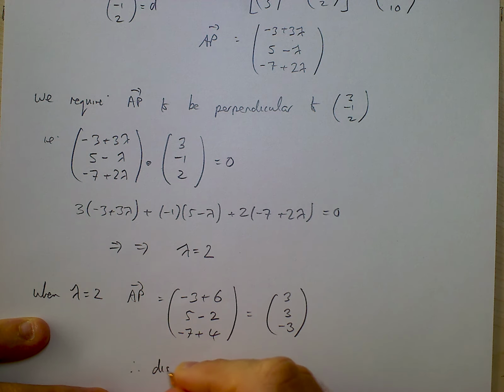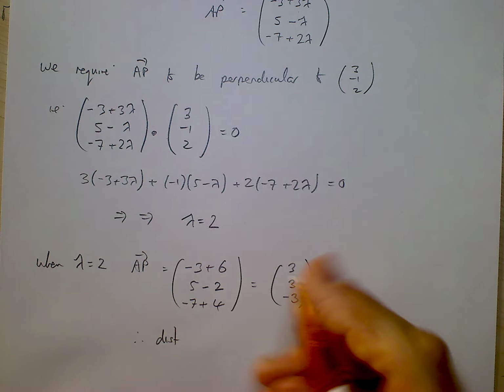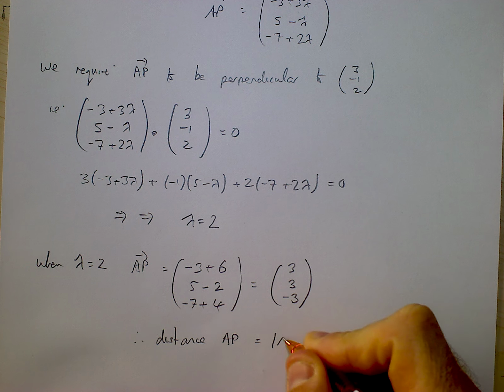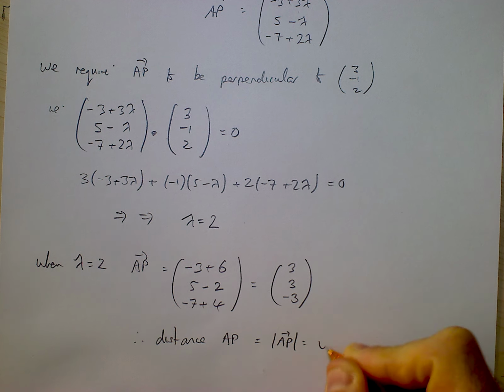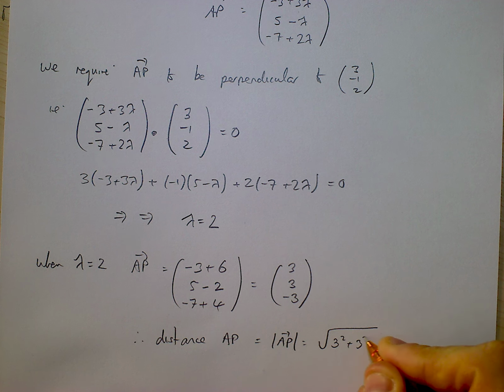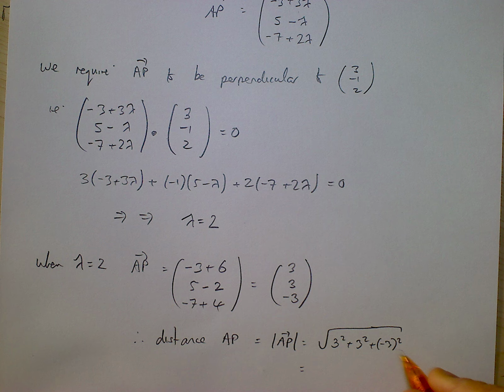Therefore, the distance AP is the length of the vector AP, the length of this. 3 squared plus 3 squared plus (-3) squared is 3 nines, root 27, or 3 root 3.